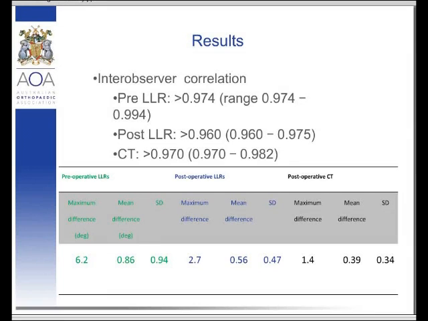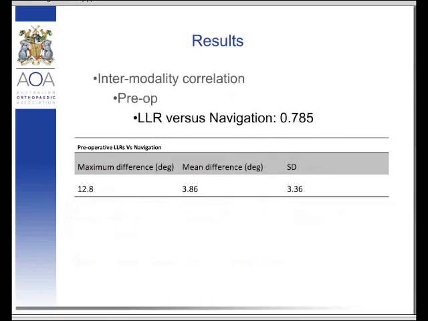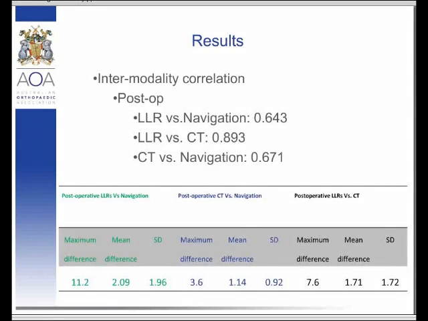Intermodality, when long leg radiographs were compared to navigation, the correlation dropped significantly to 0.78. And we had some differences up to 12.8 degrees, averaging about 4 degrees. Considering our understanding of alignment is that it has to be within 3 degrees, a mean difference of 4 degrees between the two can be considered considerable. Post-operatively, again, the correlation was not that good, especially when navigation was involved, with the highest being 0.671 when navigation was involved. Long-leg radiographs had reasonably good correlation with the CT, however, being 0.893.